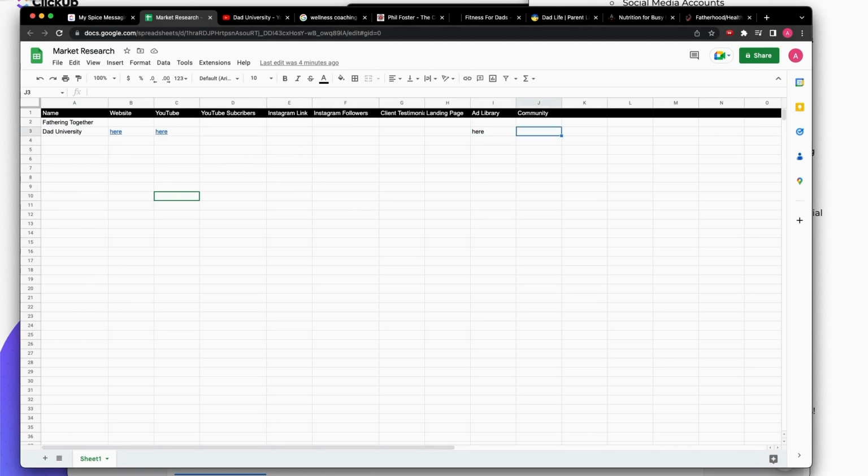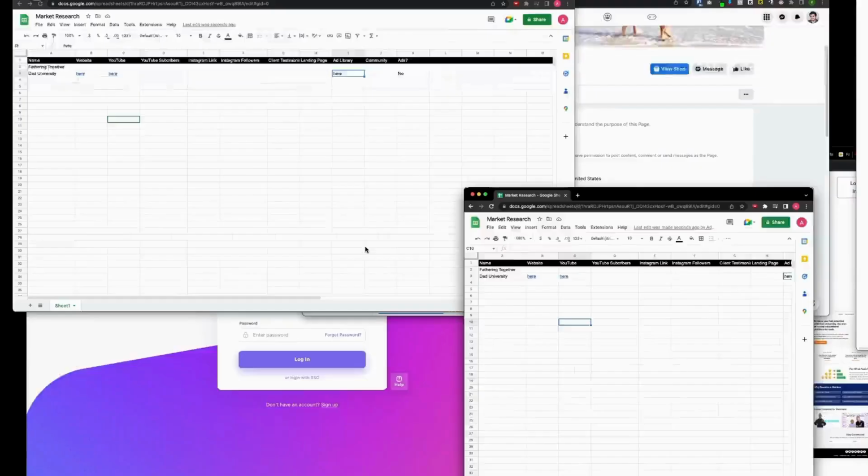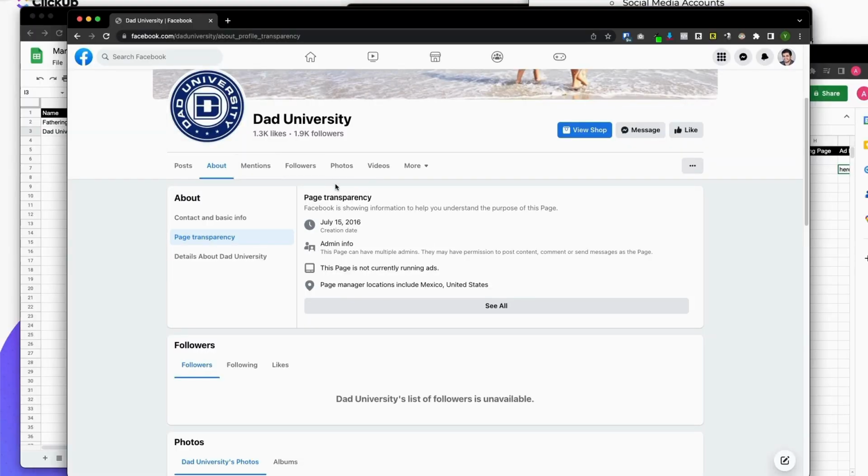But are they running ads? Let's see. Running ads? This one is a no. But then if I wanted to show you what their ad library would look like, let me go back over to the ad library. We would go back over here to the other page that we were at.